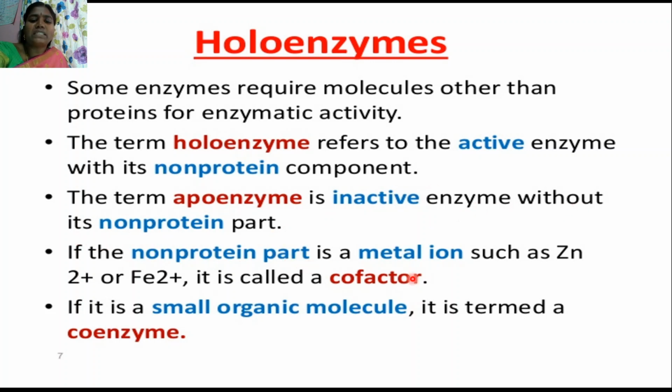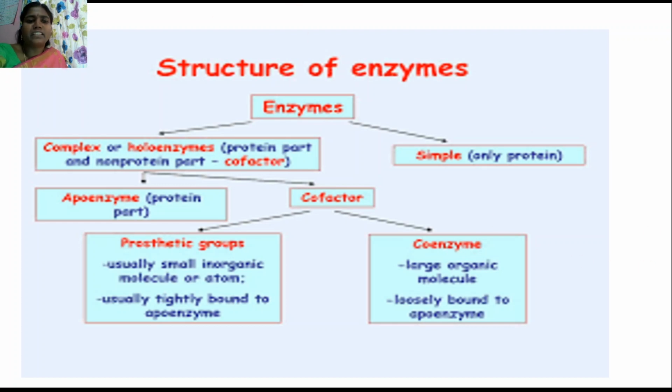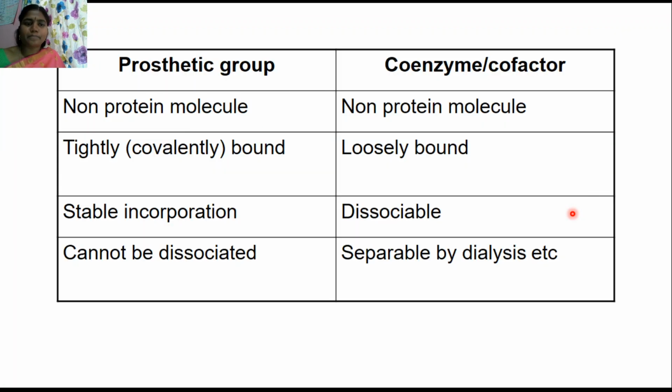If the non-protein part is a metal such as zinc or iron, it is called a cofactor. If the non-protein part is a small organic molecule, it is referred to as a coenzyme. The same thing I have given in the flow chart, where the holoenzyme consists of a cofactor and the apoenzyme protein part. The cofactor may be a prosthetic group or a coenzyme. Prosthetic groups are usually small inorganic molecules and are usually tightly bound to the apoenzyme. Coenzymes are organic molecules that are loosely bound to the apoenzyme, and some enzymes are simple proteins.